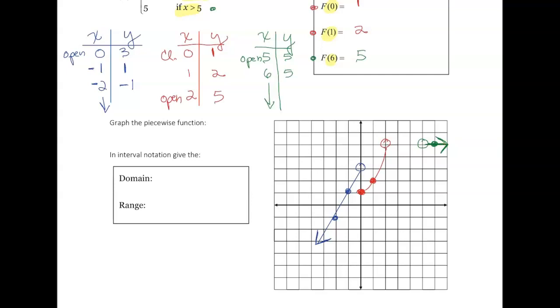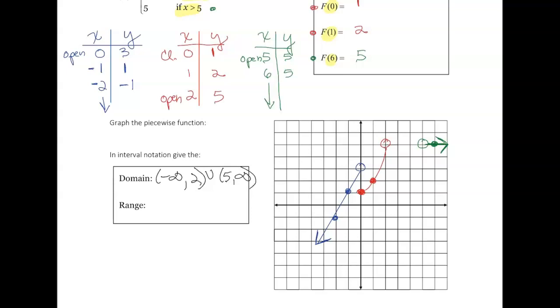So following that pattern, I started at negative infinity. I ended up going to 2 with an open circle, so I couldn't equal it. Then I jumped across to 5. Also can't equal that. And then I go all the way to infinity. That's a 2-piece domain connected by the U for union.